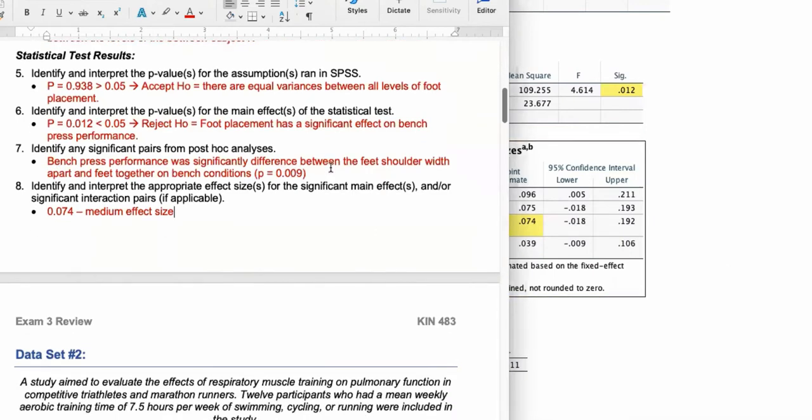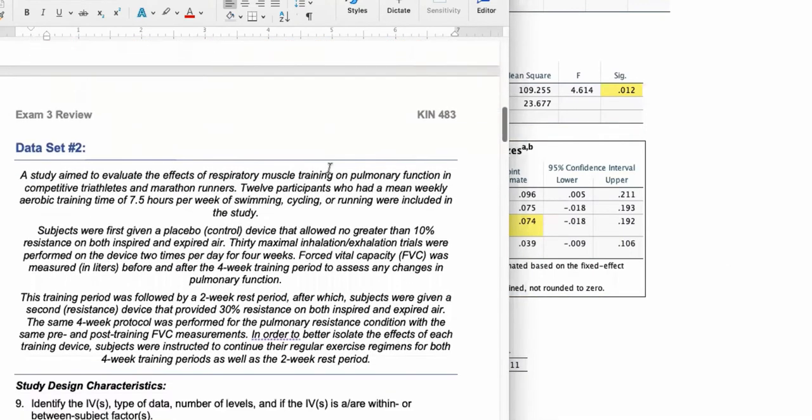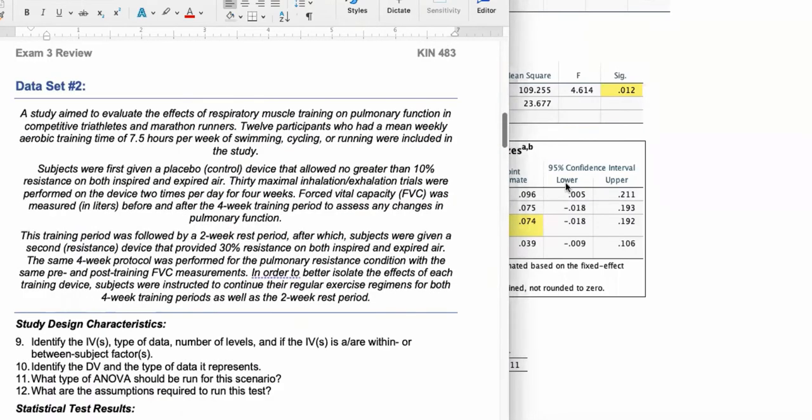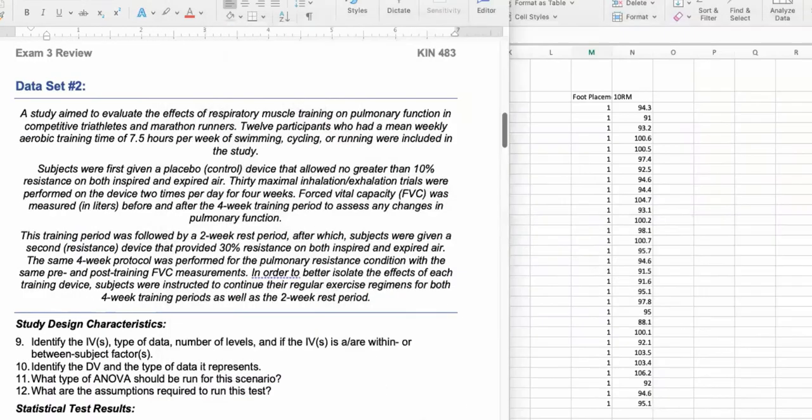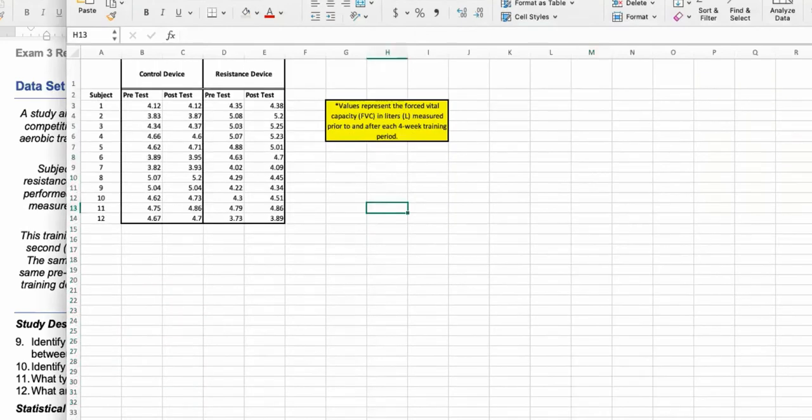Okay. All right. Well, then I will minimize this one. Pull up data set number 2.